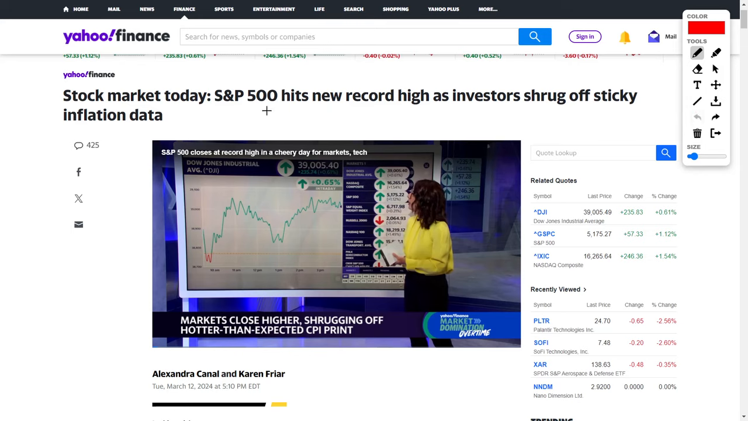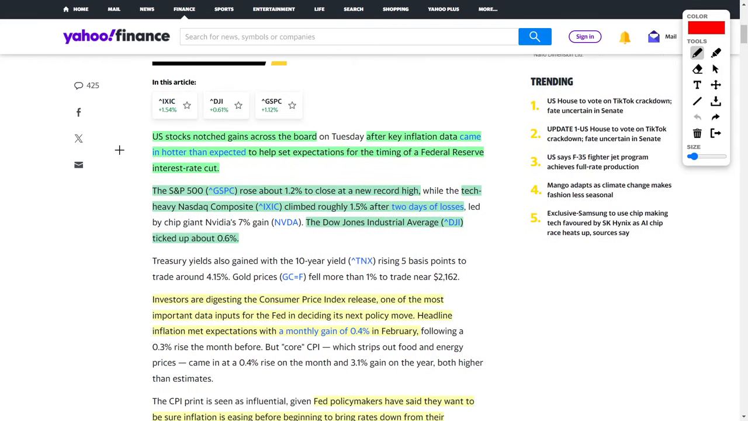Let's get right into it. Recently, the S&P 500, which is a fantastic stock market benchmark, hit a new record high. So this is great news for investors. But that's not all, because we're also going to talk about some macroeconomic news, which was not ideal, but that did not stop the general stock market from going higher. And here's what I mean.